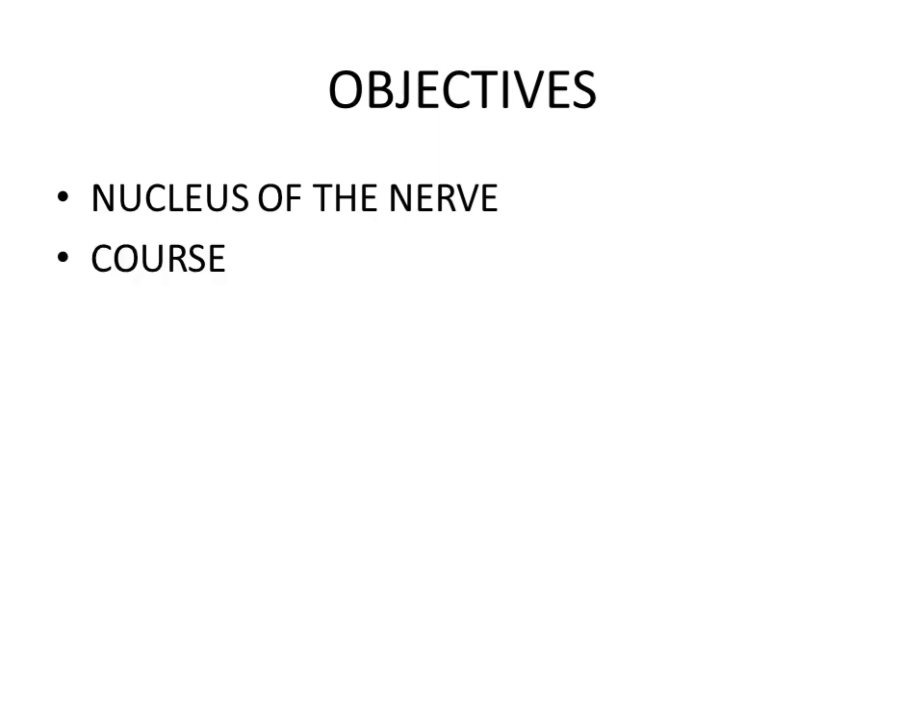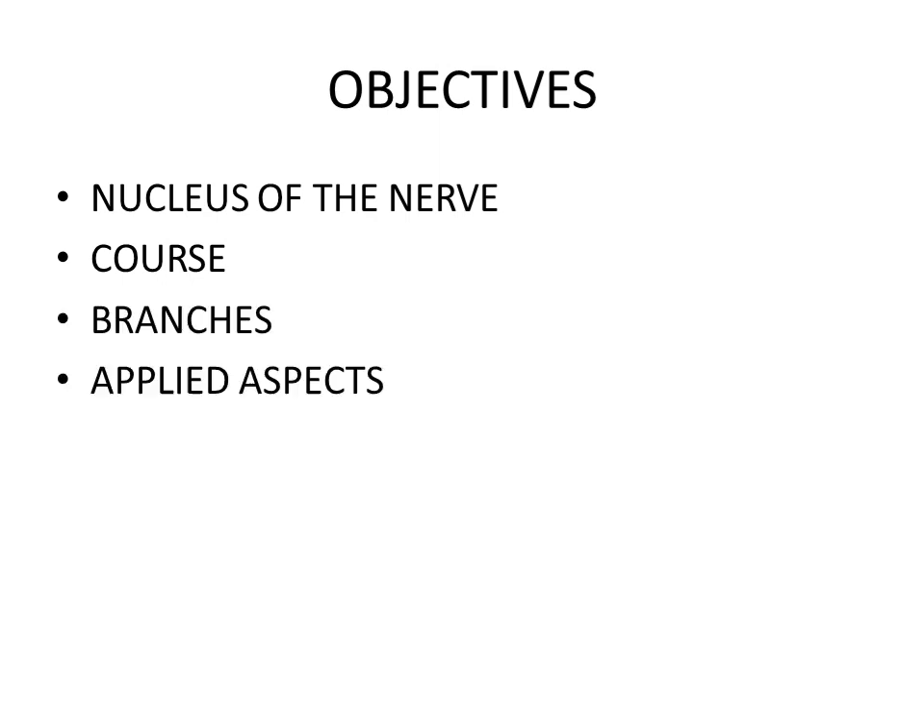Objectives of today's topic are to learn about the nucleus of the nerve and their characteristics, the course of the nerve in head region and neck region only, the branches of the nerve given in the head and neck region, and its applied aspects.